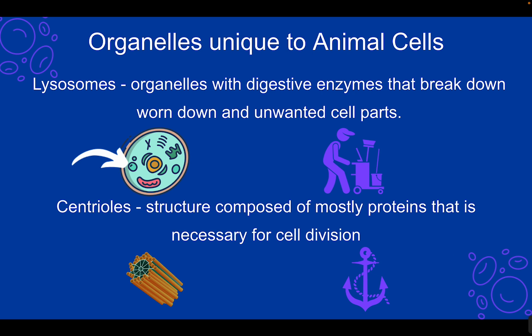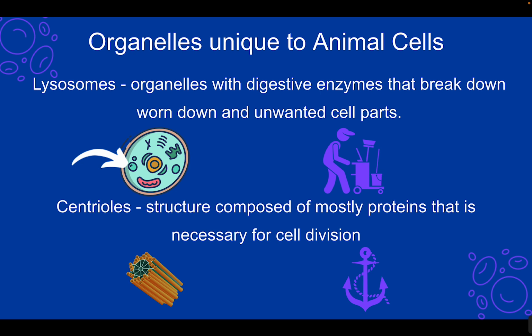Animal cells do have a couple of organelles that are unique to them as well. The first one is lysosomes, which I like to say is the cleanup crew of the cell. So these organelles have digestive enzymes. So enzymes are proteins that help with chemical reactions. And in this case, the chemical reactions is to break down different particles. So the lysosomes use these digestive enzymes to break down anything that's worn down or cell parts that we don't want.